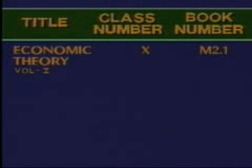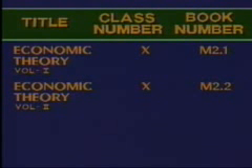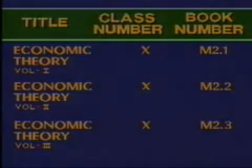Consider an example when a book is in multi-volumes. The book Economic Theory is in 3 volumes and published in 1982. For the first volume, the class number is X and the book number is M2.1. Here, M2 stands for 1982 and .1 stands for first volume. For the second volume, the class number is the same and the book number is M2.2. M2 stands for 1982 and .2 stands for second volume. Similarly, for the third volume, the class number is X and the book number is M2.3. M2 stands for 1982 and .3 stands for third volume.